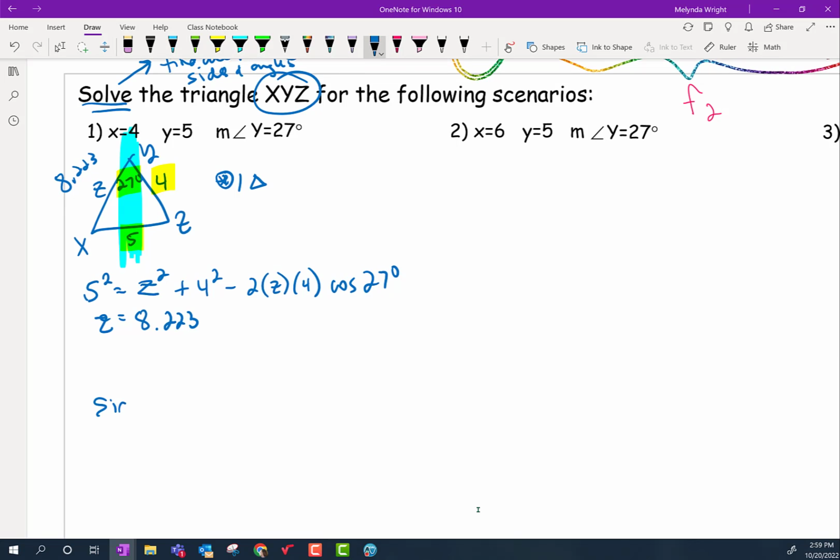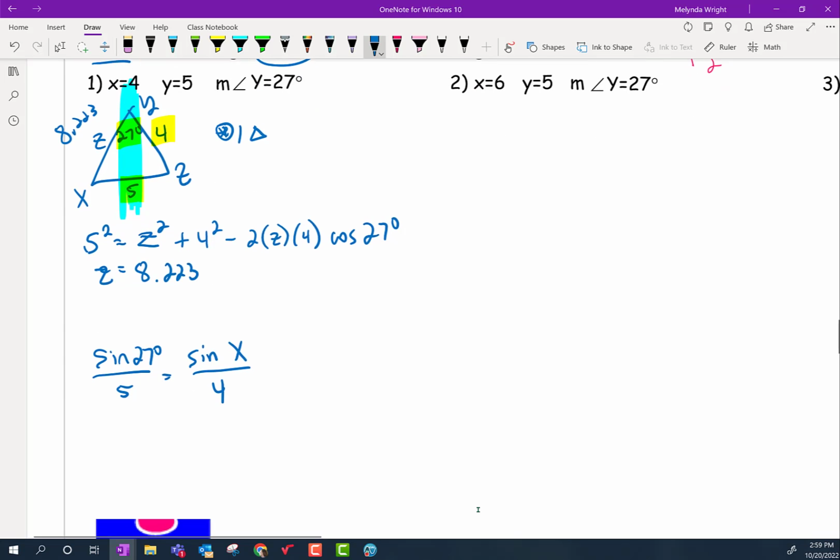So let's do our sine. Sine of 27 degrees over 5 equals sine of X over 4. Okay, so I'm going to multiply that out. So that gives me 4 sine of 27 degrees equals 5 sine X. So I'm going to divide by 5. So I know sine of X is going to be 4 sine 27 degrees over 5.